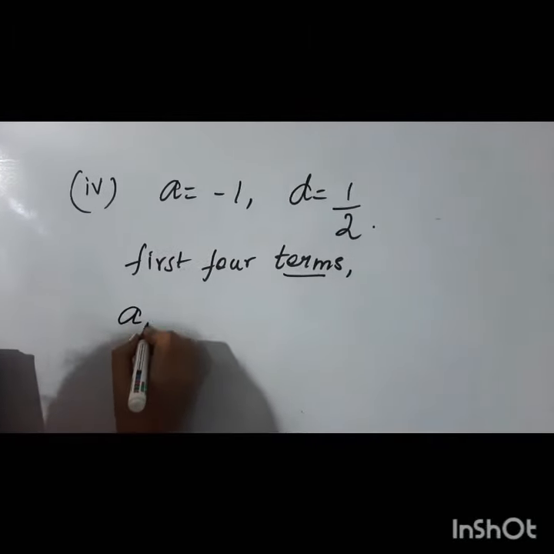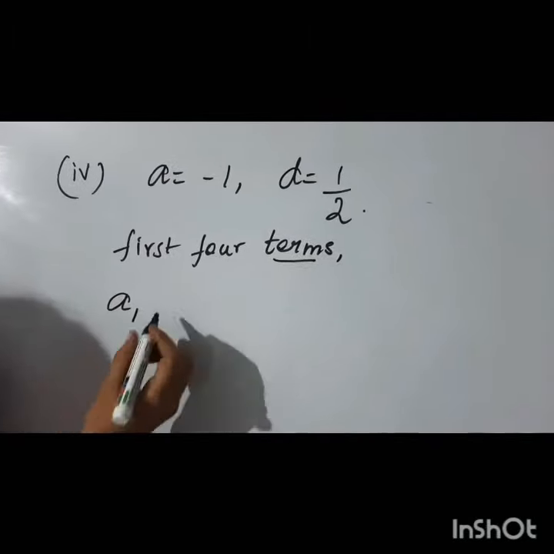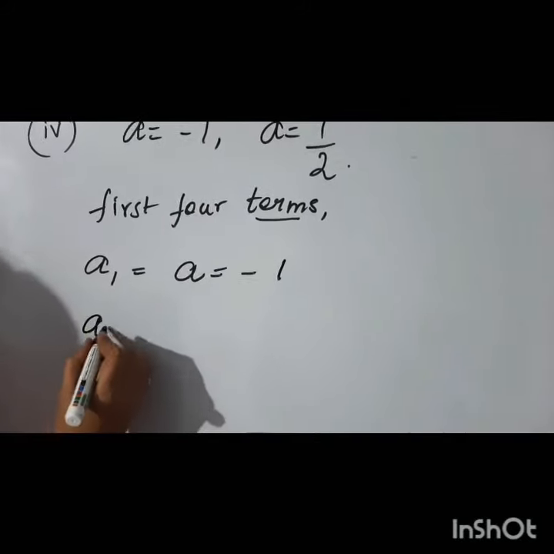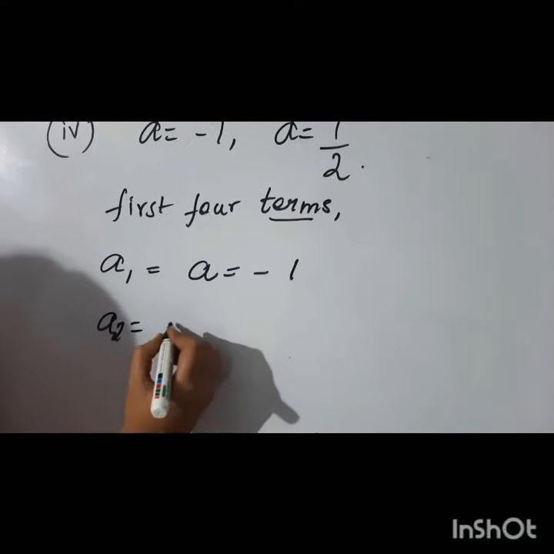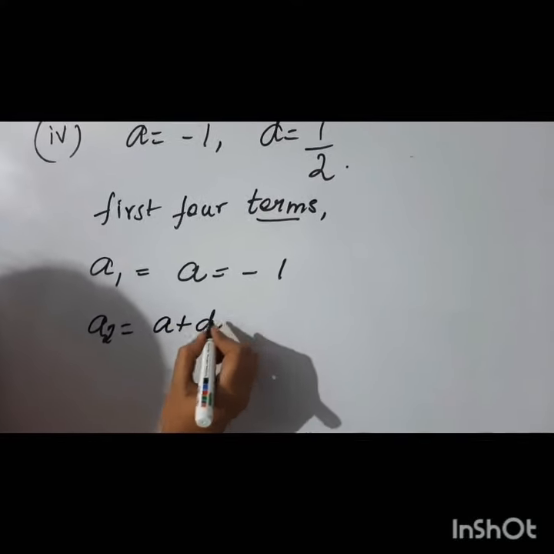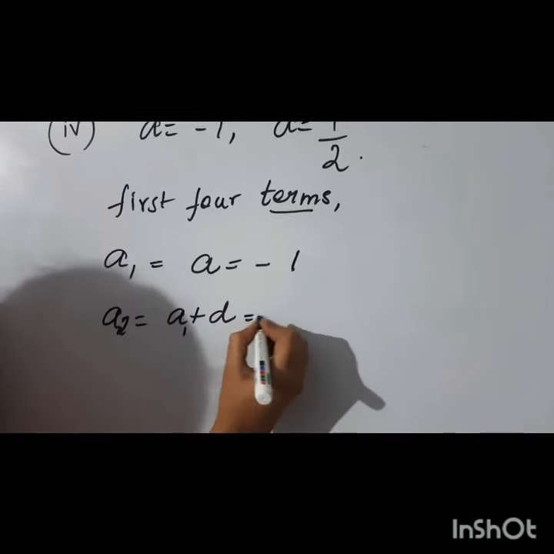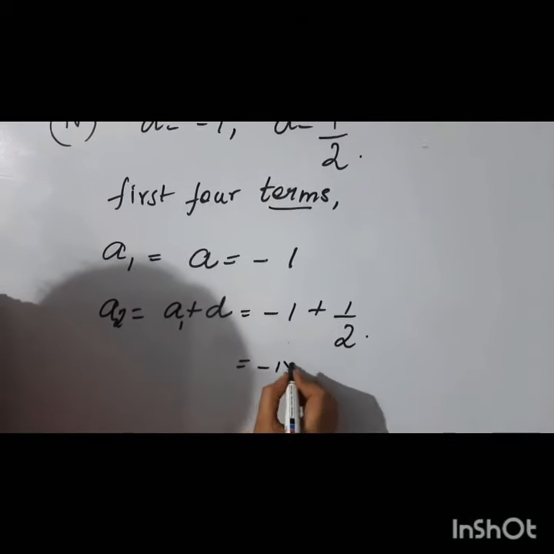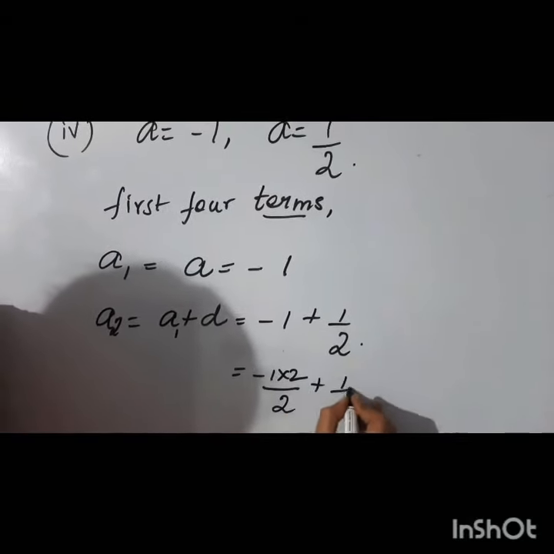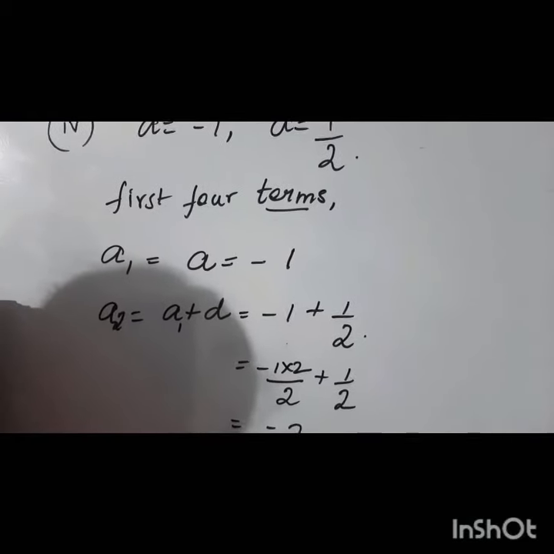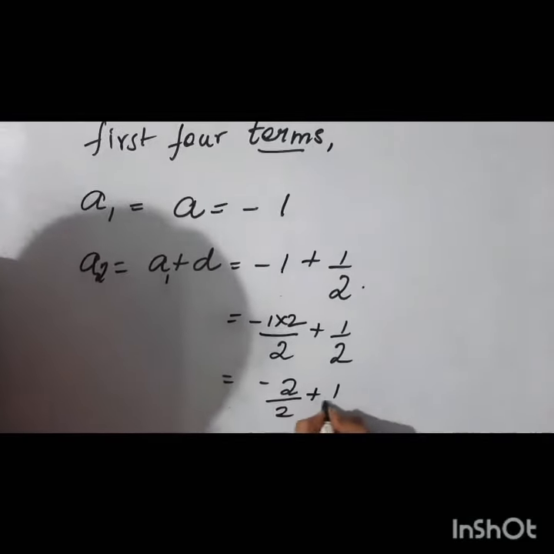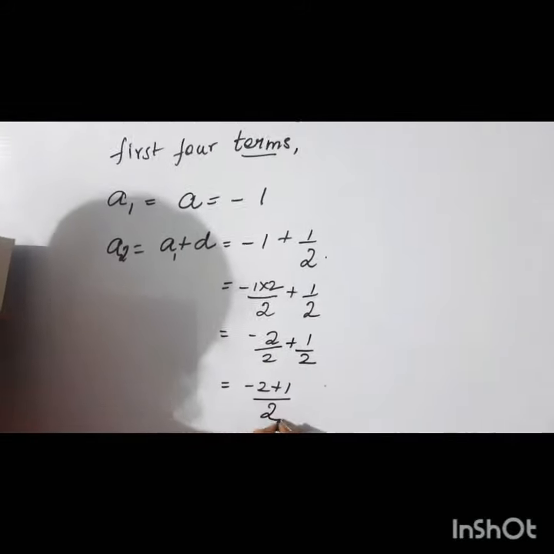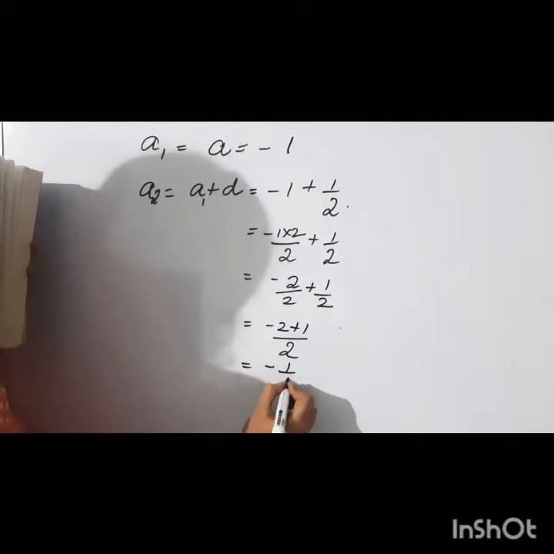Now what is your first term? The first term is represented by A1, which is nothing other than the A value, which is -1. So what is your second term? How we will get the second term? By adding the common difference to your first term. So -1 plus 1 by 2. What we will get? -2 by 2 plus 1 by 2, which is equal to -1 by 2.